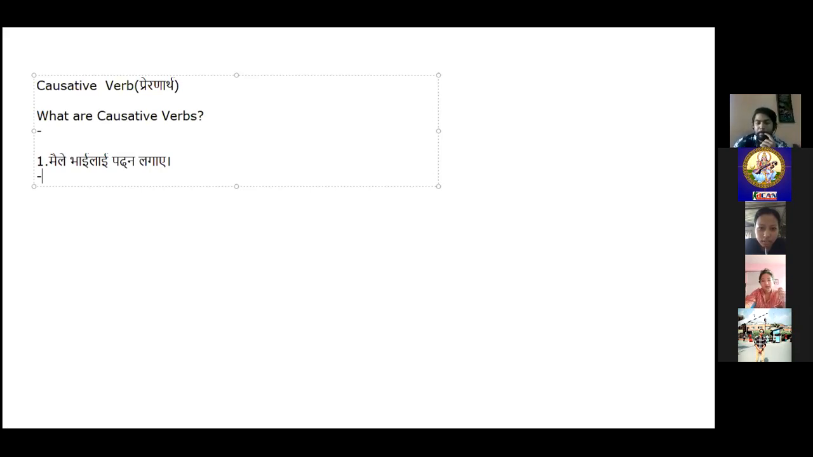I made my brother to read. Yes, someone said, I made my brother to study. Other? Yes, Mahindra, you were telling something. I made my brother to read. Others?